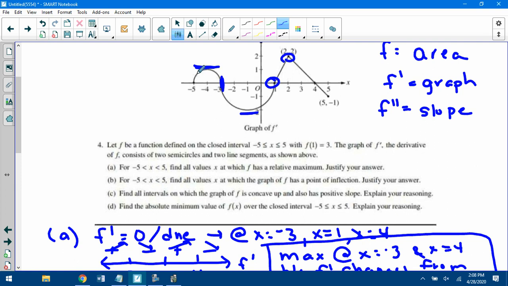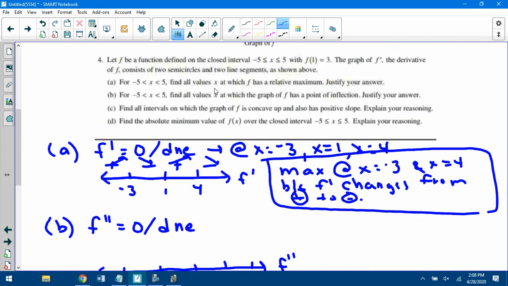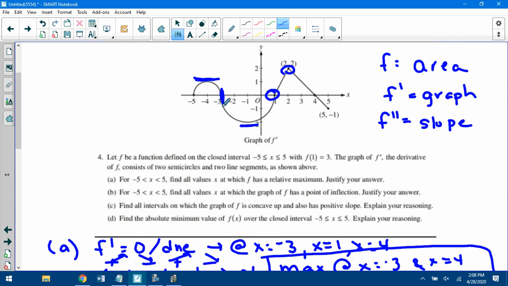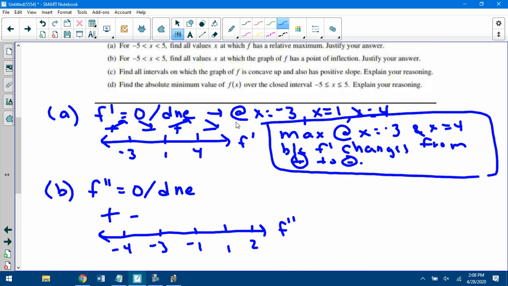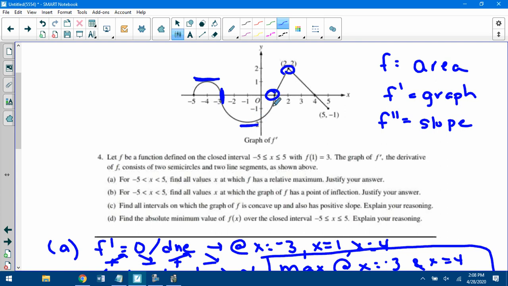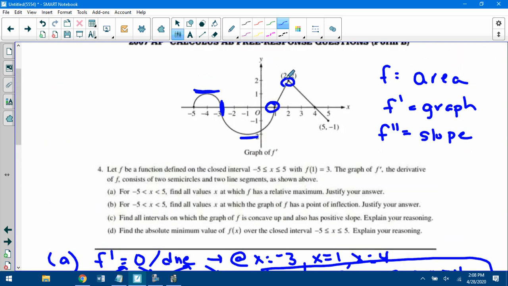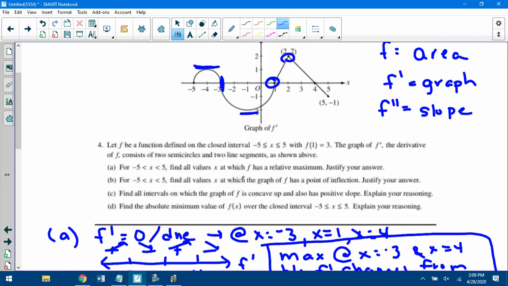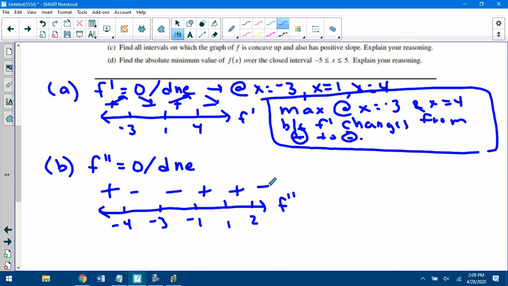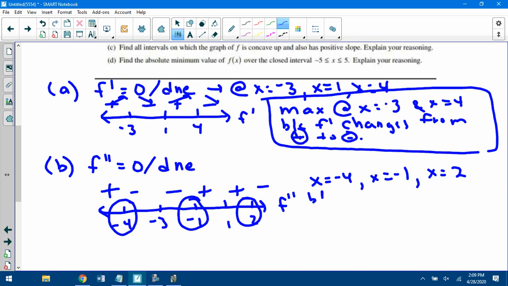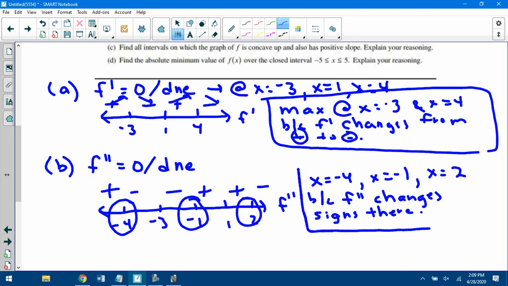Okay, we're looking at the slopes. So the slope before -4 is positive, and it's negative after. Positive, negative. After -3, slope is still negative. After -1, slope becomes positive again. And after 1, slope is still positive. And finally, after 2, slope is negative. So which ones are actually inflection points? Remember, the signs have to change. So -4 and -1 and 2. So x equals -4, x equals -1, x equals 2, because f double prime changes signs there. Remember, saying it changes signs is enough. You've got to specify what it is.